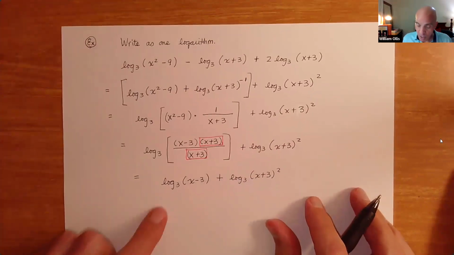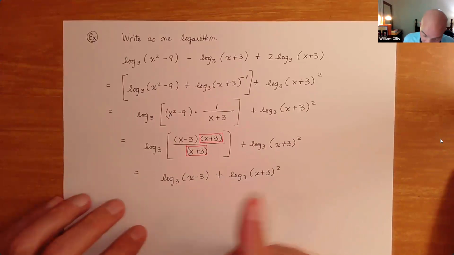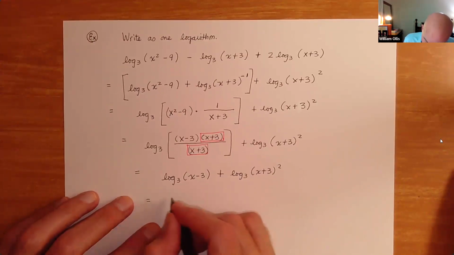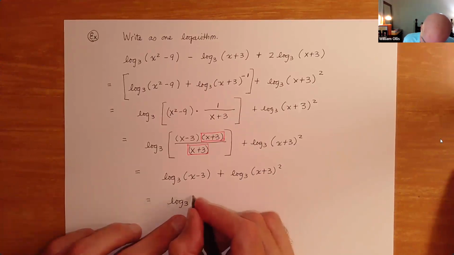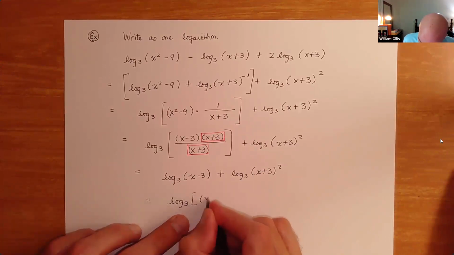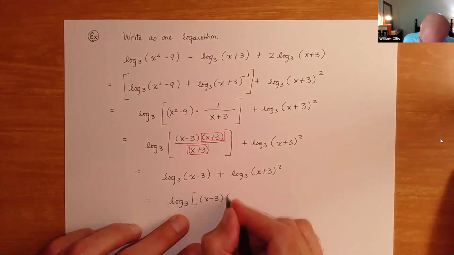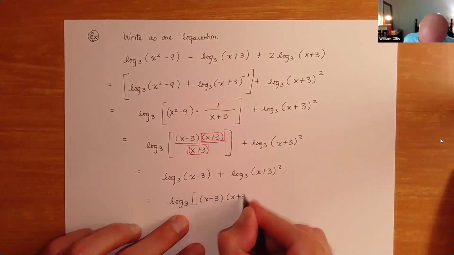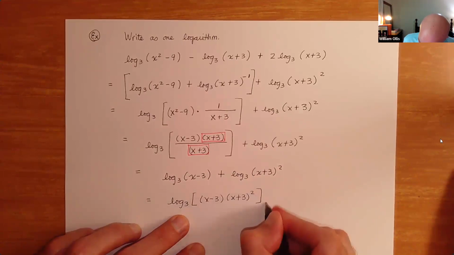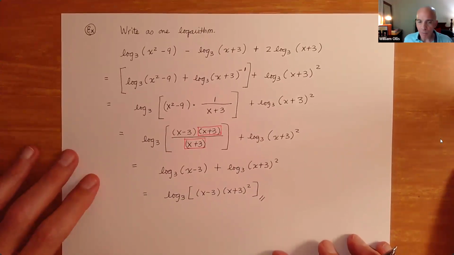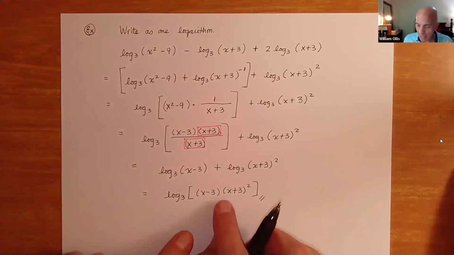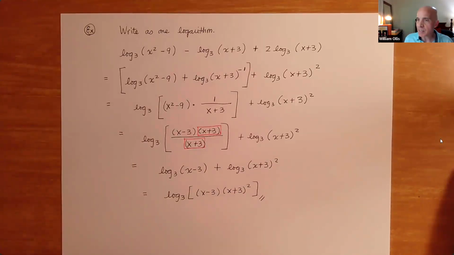Now we're almost done. We just have the sum of two logarithms, which we can write as one. So we'll multiply them together. So the base 3 logarithm of x minus 3 times x plus 3 quantity squared. And that would give us a single logarithm. So now, depending on the problem, it may be that you would have to maybe multiply some of this, or this may turn out to be fine. It just depends on the nature of the problem.